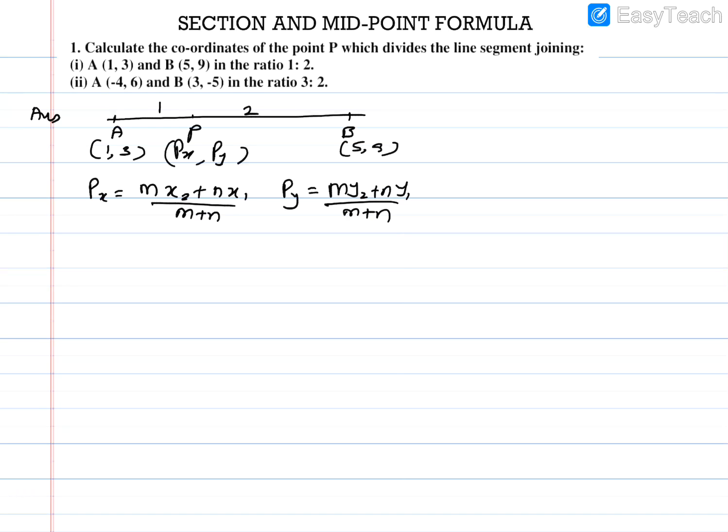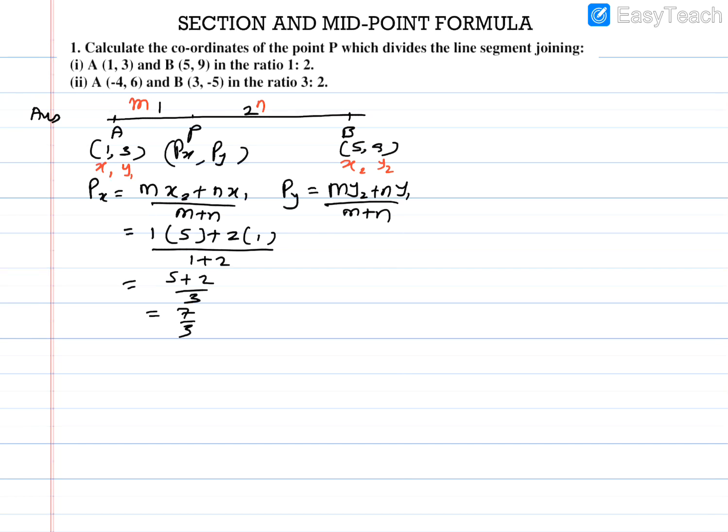Now what is m? I will show you what is m. This is m and this is n. So you write down the formula for x as 1 into x2. Now what is x1, y1, x2, y2? This is x1, y1, this is x2, y2. Now m into x2, 1 into 5 plus, what is n? N is 2 into x1. What is x1? 1, upon m plus n, that is 1 plus 2. Solve this. 5 plus 2 upon 3, this will be 7 upon 3.